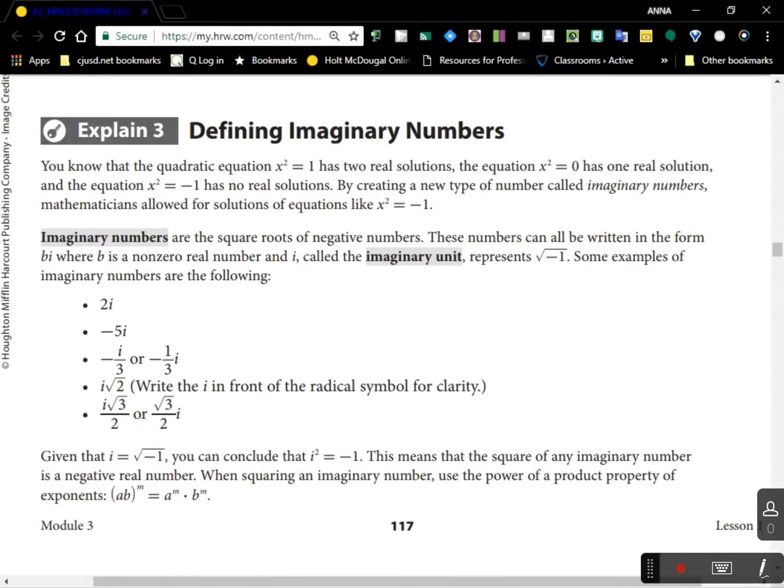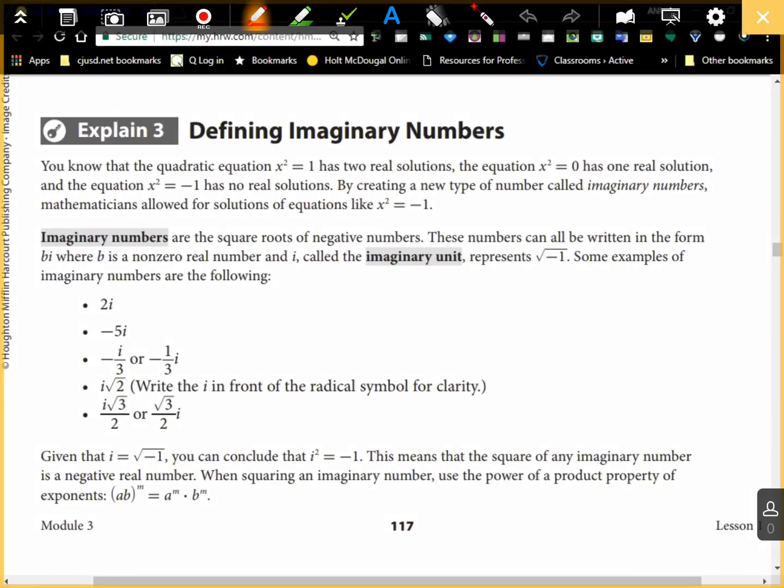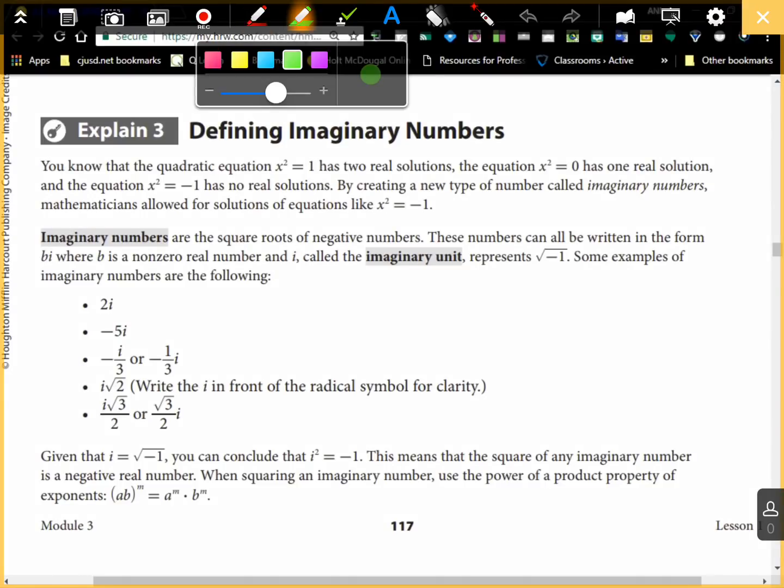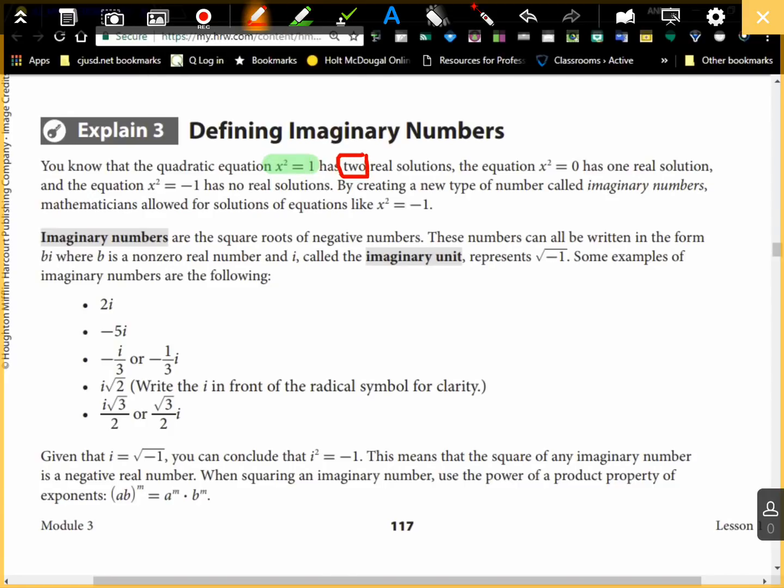So we know how to solve x squared equals 1. You take the square root, and you have two real solutions. X squared equals 0 we can also solve.